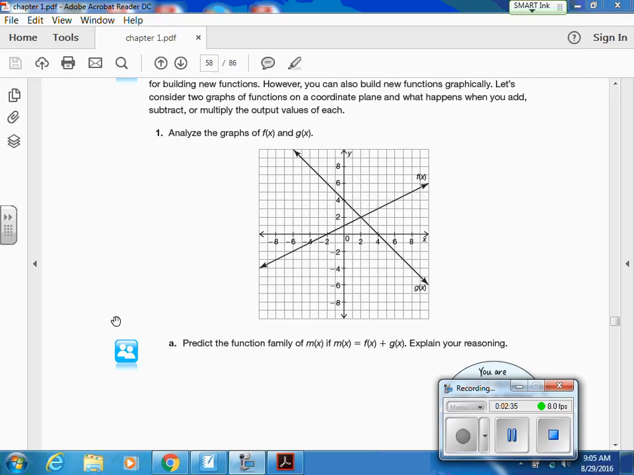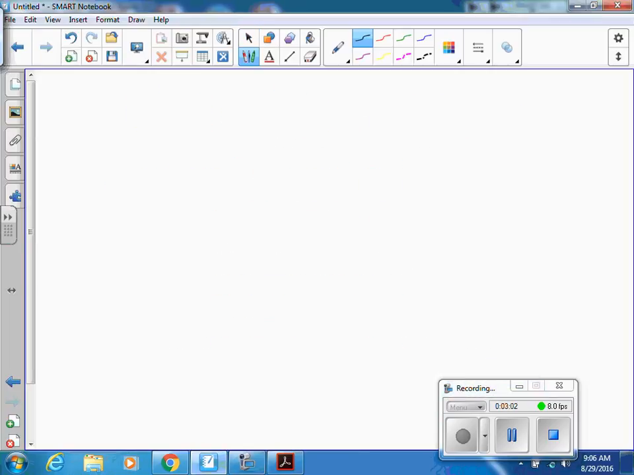Okay, so now question A. Predict the function family of m of x if m of x equals f of x plus g of x. Explain your reasoning. So if I were to add these two functions together, whatever they are, is it still going to be in the linear family, or will it change over to something else? Let's talk about the function families. What all kinds of families of functions do we know? We obviously know linear.